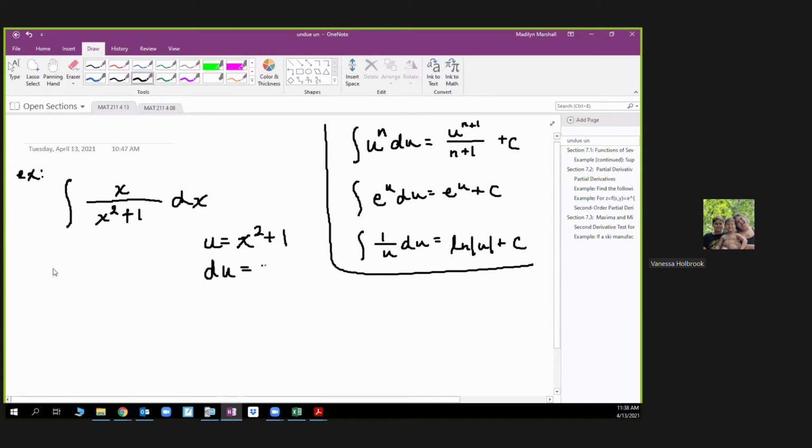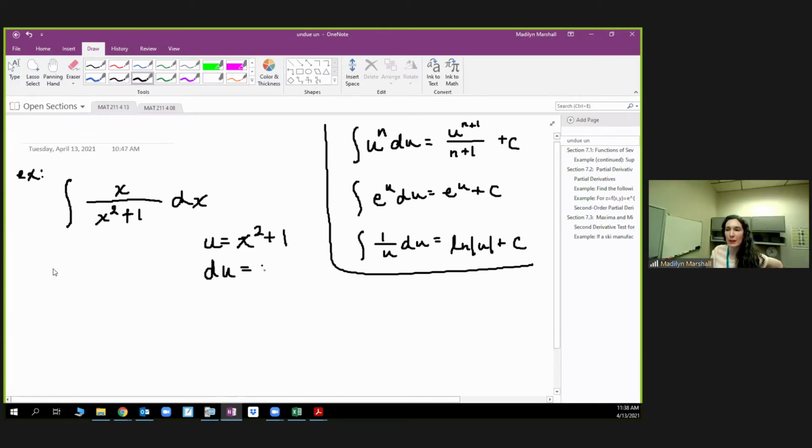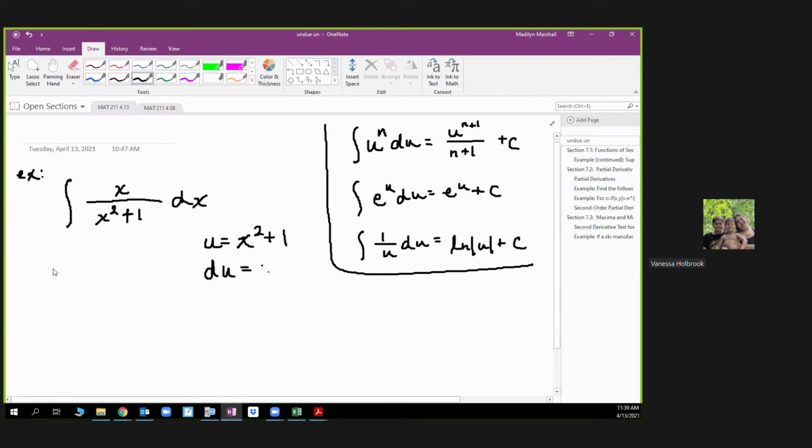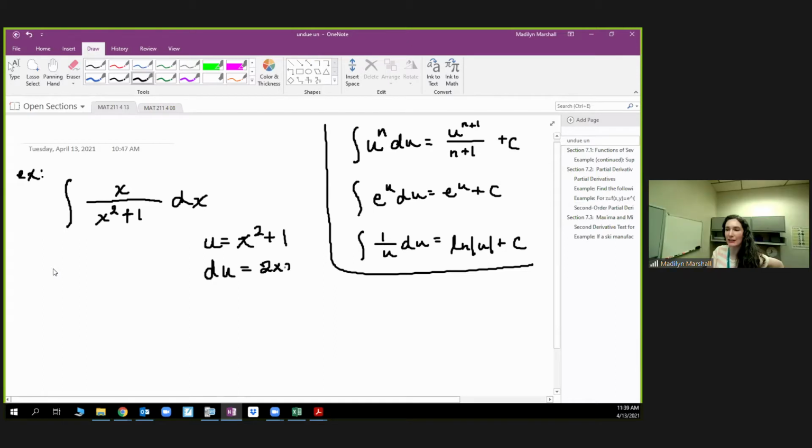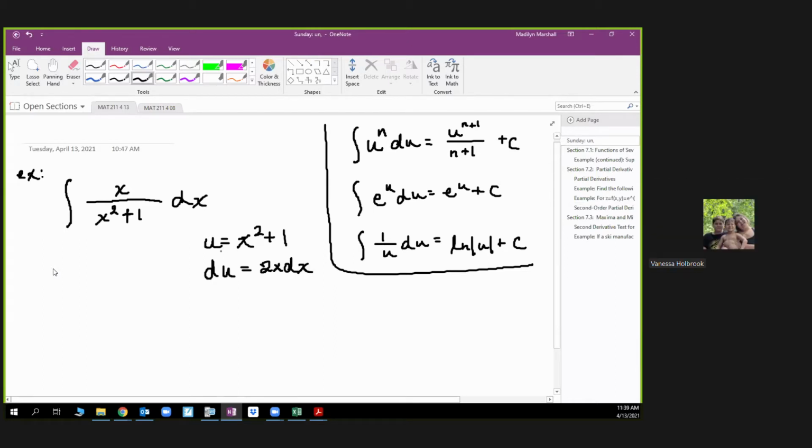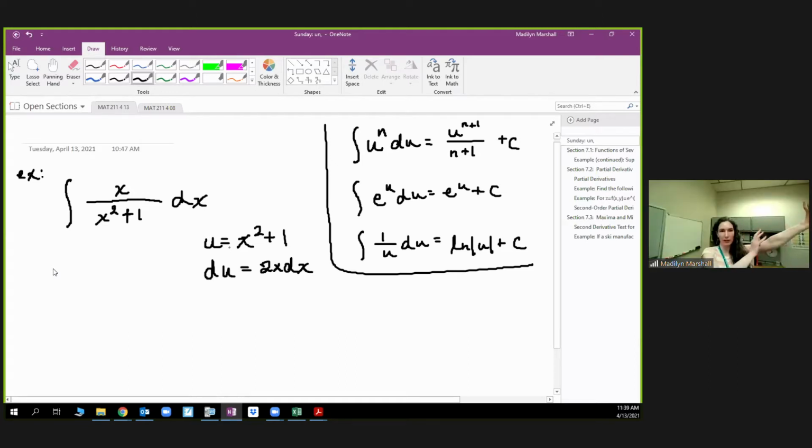X over dx? No. So don't look at the original. Oh, yes, 2x. 2x dx. There we go. Yeah, so du always comes from the u, not from the original integral. That will mess you up. Okay.